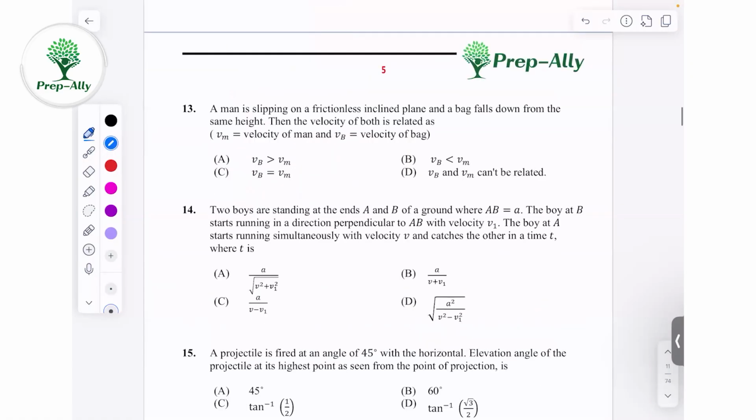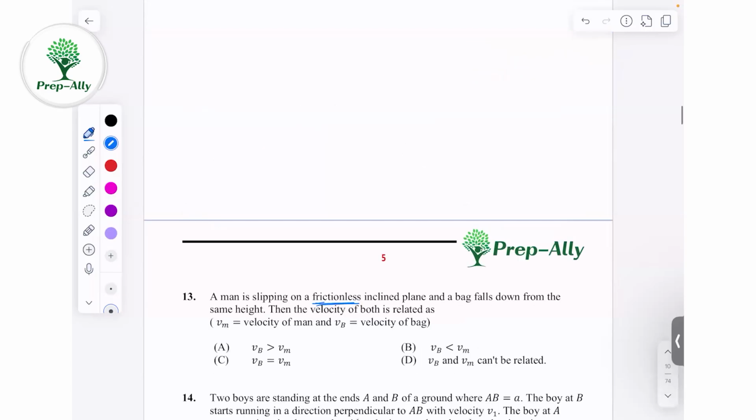Next, a man is sliding on a frictionless inclined plane. So frictionless means there is no loss of energy anywhere. And the bag falls down from the same height. The velocity of both is related as? Now, the vertical height from the ground is same, which means the velocities will be same. But let's also prove it.